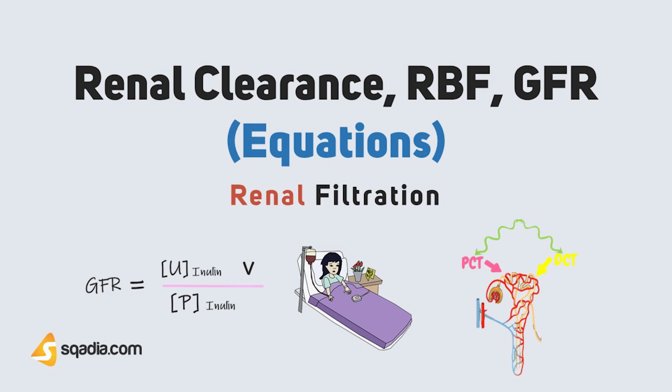In this section, we will understand equations of renal clearance, renal blood flow, and glomerular filtration rate. First is the renal clearance. Clearance indicates the volume of plasma cleared of a substance per unit time. The units of clearance are milliliter per minute or milliliter per 24-hour.